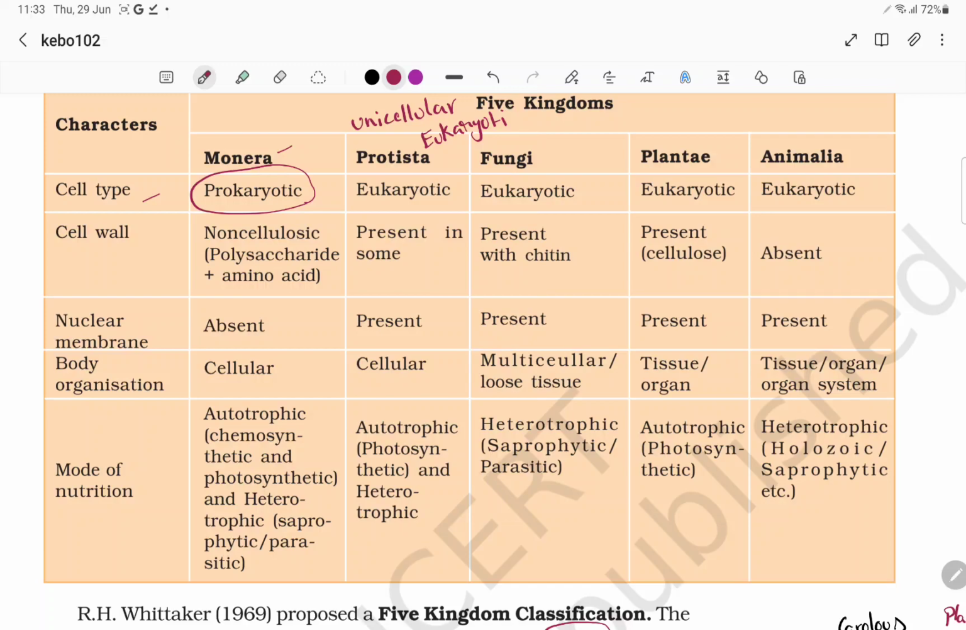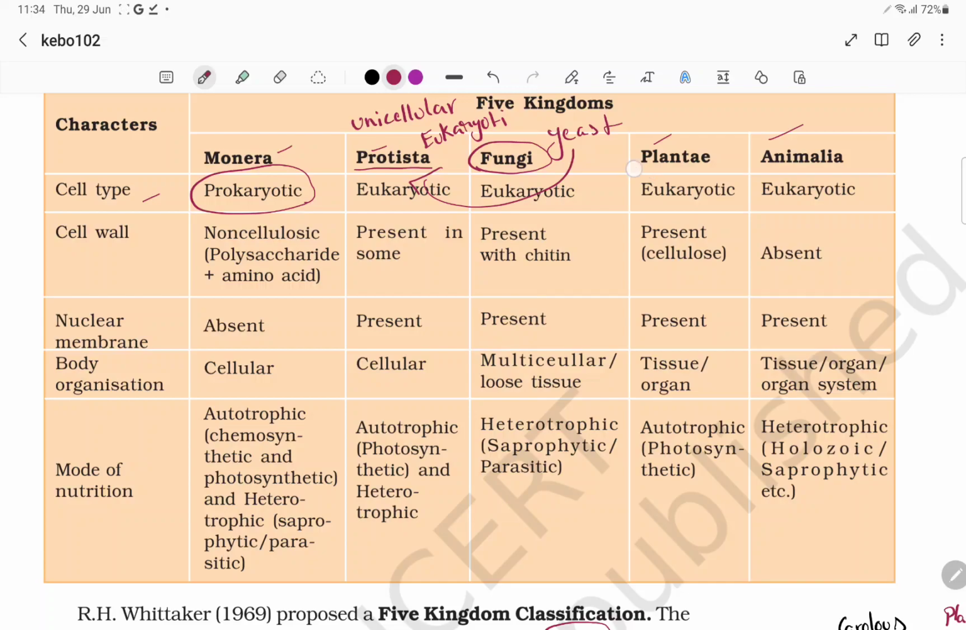Previously, Chlorella and Chlamydomonas were studied under kingdom Plantae under algae, but now they are studied under kingdom Protista. Previously, amoeba and paramecium were studied under kingdom Animalia, but now we study them under kingdom Protista. Next, kingdom Fungi, which is eukaryotic, multicellular and saprophytic. We have yeast here, which is unicellular and would come under kingdom Protista, but we study it under kingdom Fungi because of those characteristics.